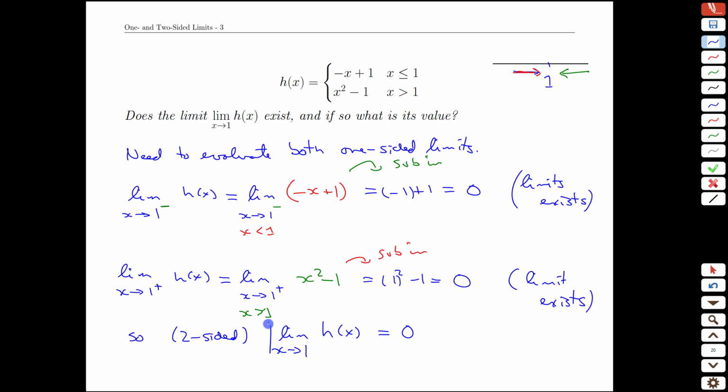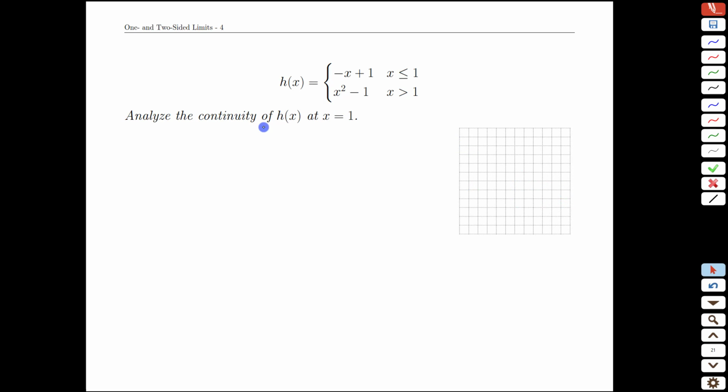is equal to 0. With the limit determined, now we can talk about the continuity at the point x equals 1. And let's do a sketch to help us there. Let's put the point 1 on here. What we said was if we're approaching 1 from the left in the x direction, then we're going to end up closer and closer to 0. And when we approach from the right, we also end up closer and closer to 0. And we can actually use h of 1.